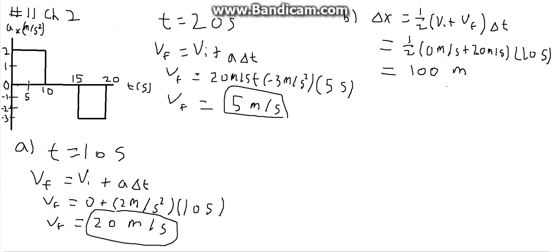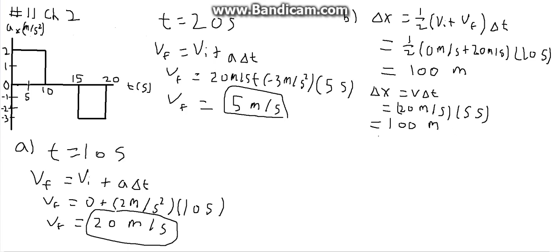meters. Now from 10 to 15 seconds, we are going at a constant velocity, so we can use the simple equation change of x equals v times change in t. Our constant velocity is 20 meters per second. And our time will be 5 seconds because we are going from 10 to 15 seconds, which gives us once again 100 meters. So we are now at a total of 200 meters.